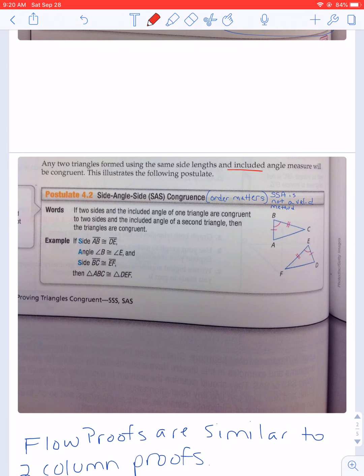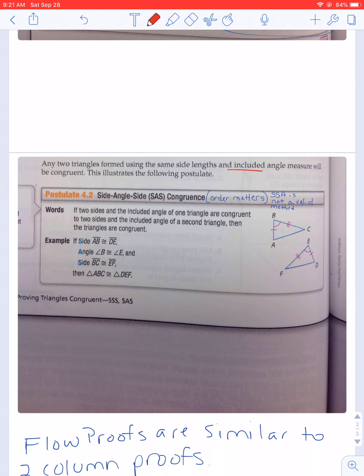So if you have two sides and an included angle, then you can use this postulate. What the included angle means is that it is the angle between the two sides that you know have a congruent partner with the other triangle. So they word it really well, I feel, here. If two sides and the included angle of one triangle are congruent to two sides and the included angle of a second triangle, then the triangles are congruent.